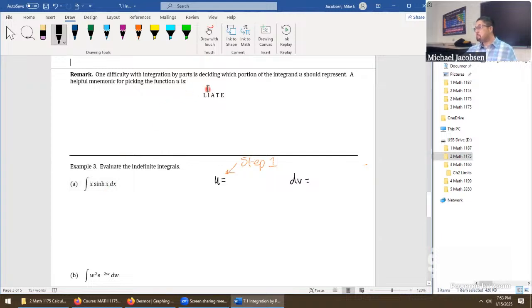So the mnemonic is LIATE, however you decide to pronounce that. Well, it just stands for classes of functions. For example, L is going to be the logarithmic functions. Things like natural log x, log base 7 of x, and so on, are what is mentioned in L. I, that's going to be the inverse functions.